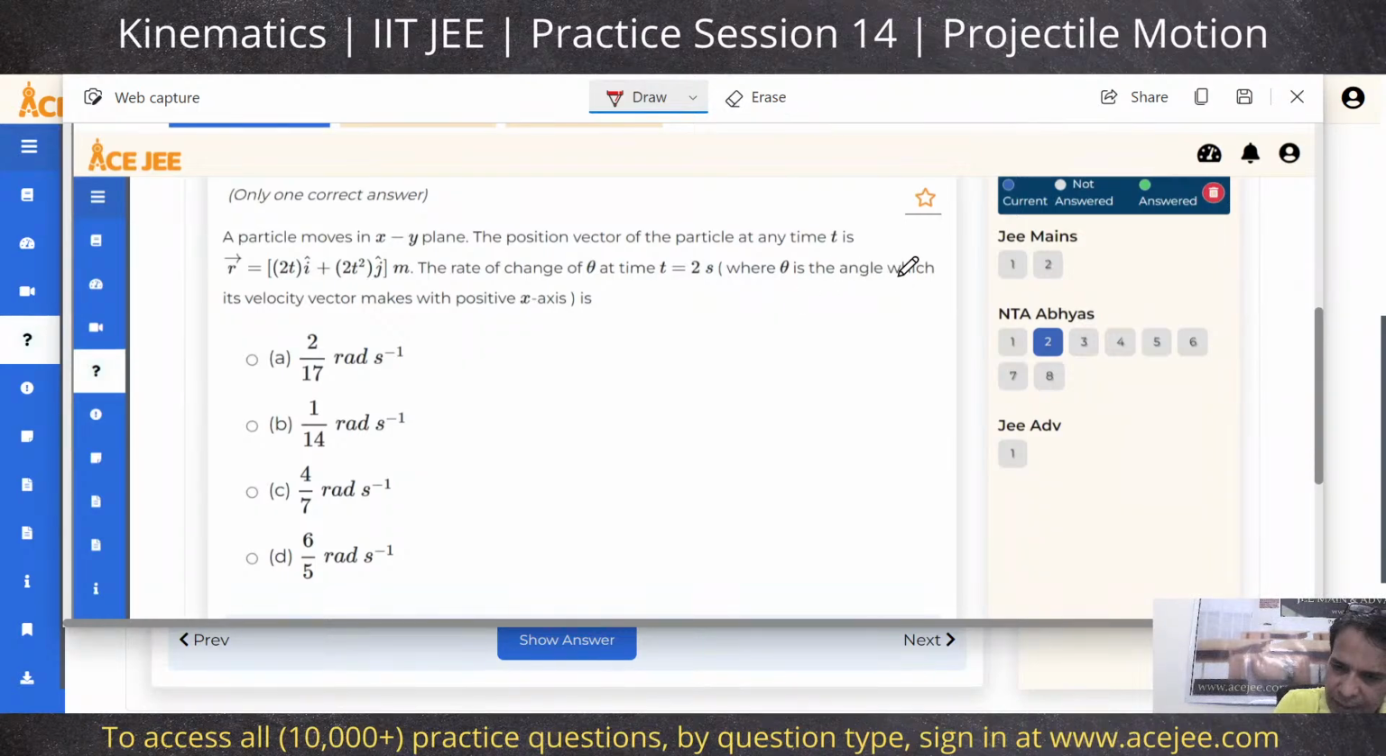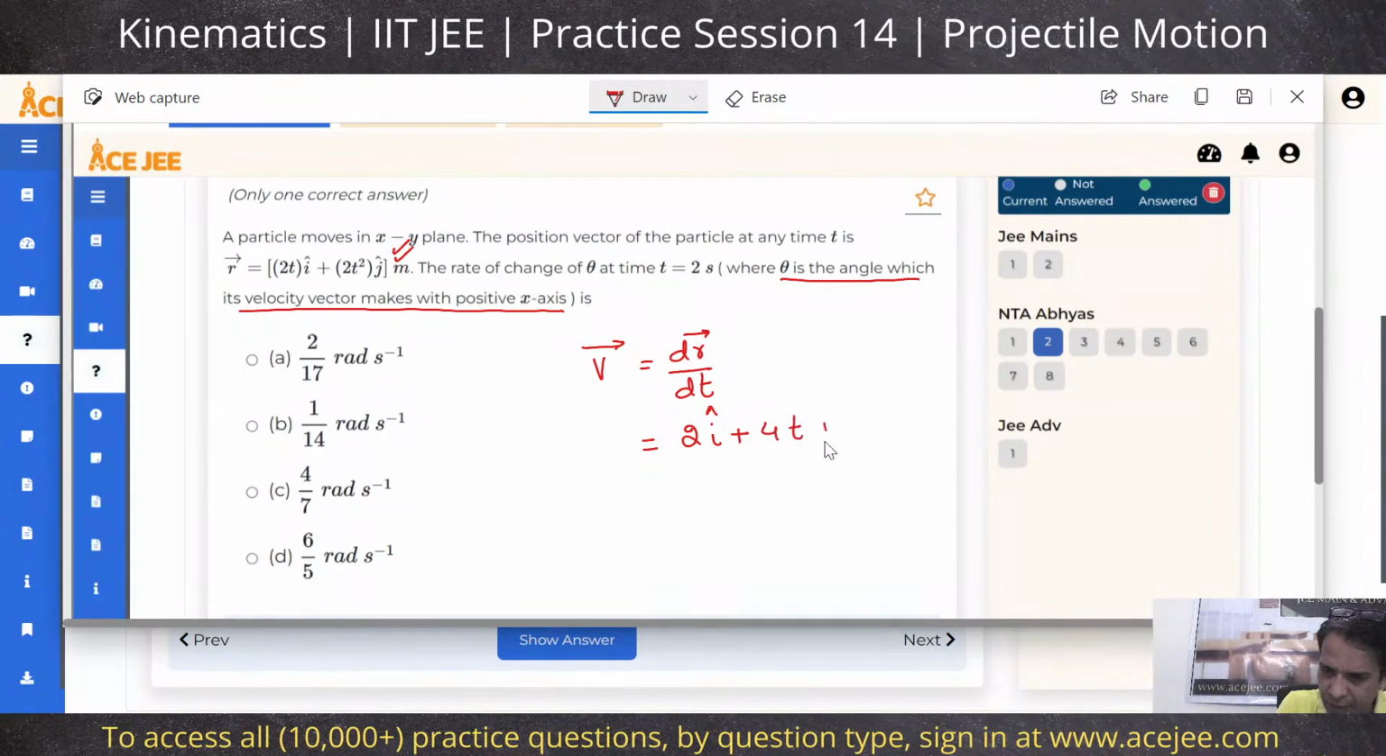Once again, theta is the angle which the velocity vector makes with the positive x-axis. So let's first determine the velocity vector. What is the velocity vector? V is equal to dr by dt. If I were to differentiate this position vector, what do I get? I get 2i plus 4t j cap meters per second.